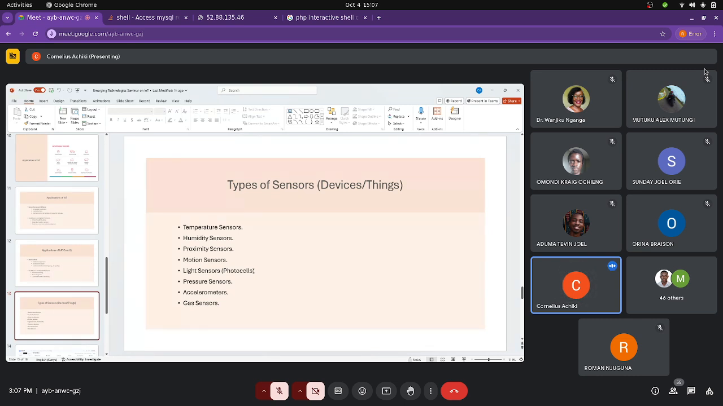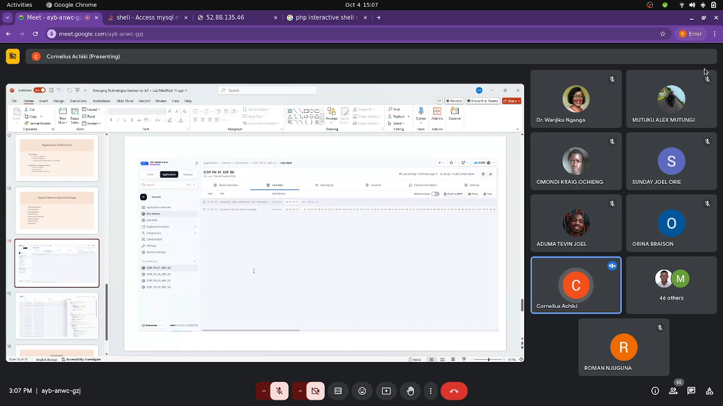Yes. So now this is what I was talking about, why we need to have the cloud servers. This is a project that we are running on food security. We have some sensors installed in different locations that read different parameters.